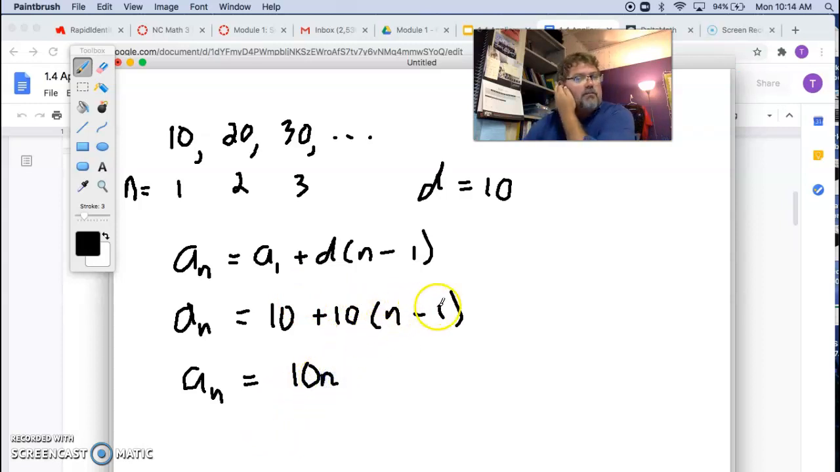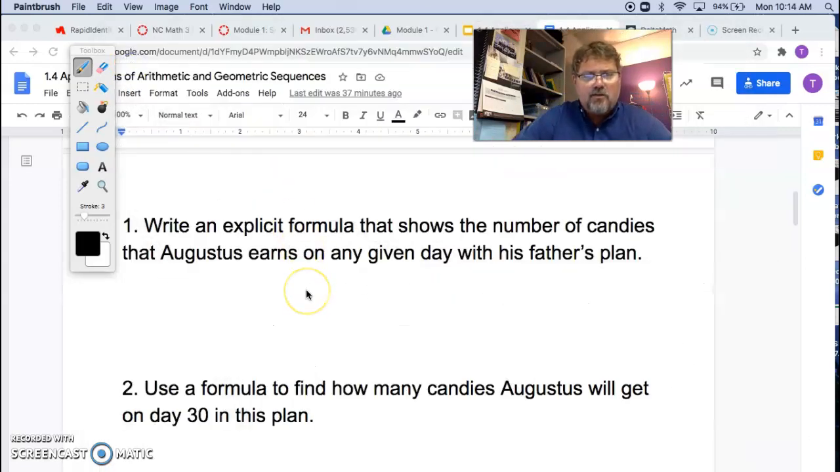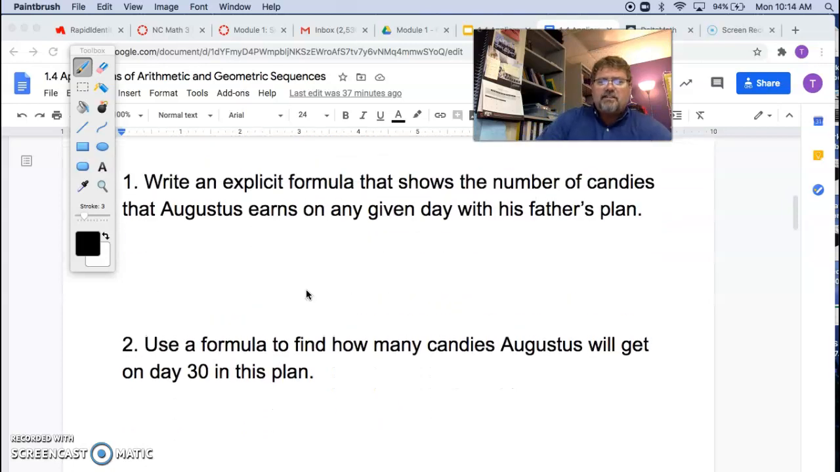This one really cleans up nice, because this would become, just so you can see what happened here, 10 plus 10n minus 10. So those guys are going to cancel each other out just to get you 10n. All right. Okay, so that's our explicit formula part they wanted. Let's see what else they say. Use the formula to find how many candies Augustus will get on the 30th day of his plan. So that's what we built this formula to do.